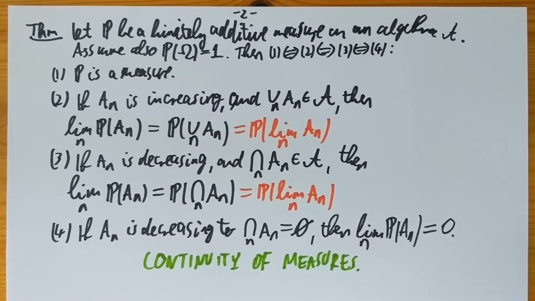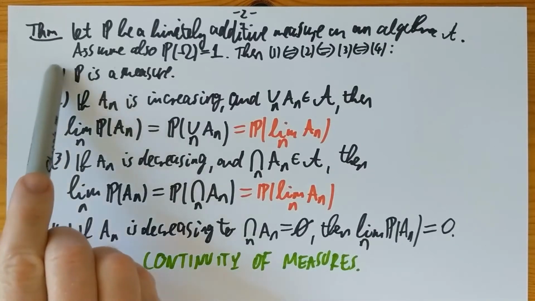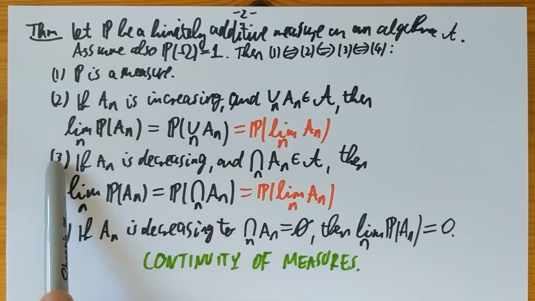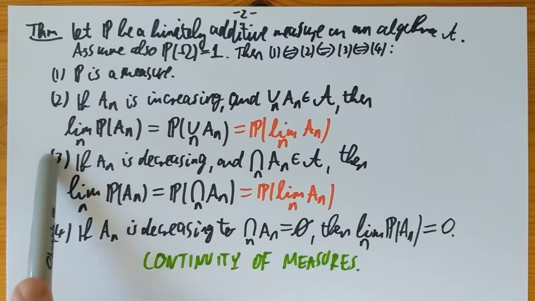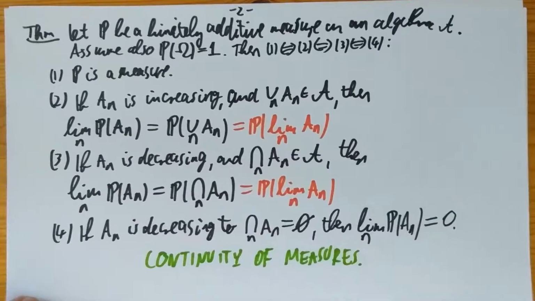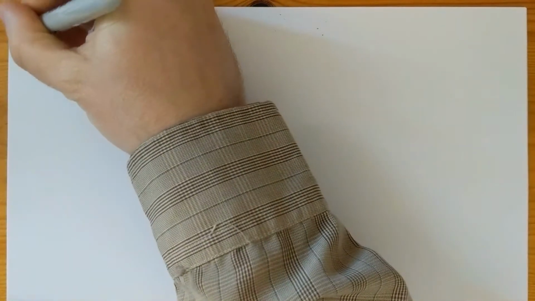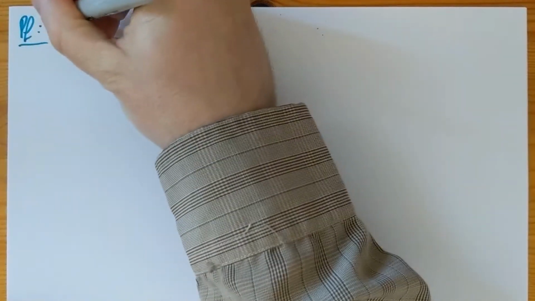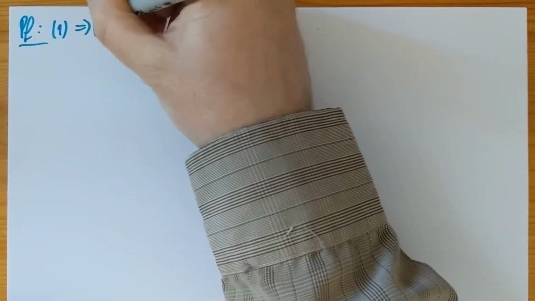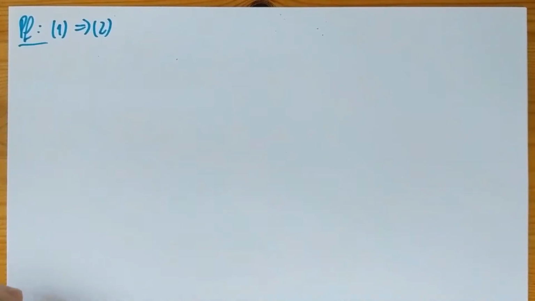Okay, so let's prove them. I'm going to do this in 4 steps. So I'm going to prove step 1, 1 implies 2, step 2, 2 implies 3, step 3, 3 implies 4, and step 4, 4 implies 1. And that will give you a full equivalence then. Okay, so proof of 1 implies 2. So 1 implies 2. How can that happen?